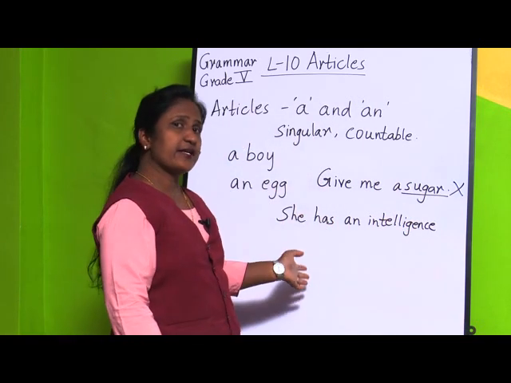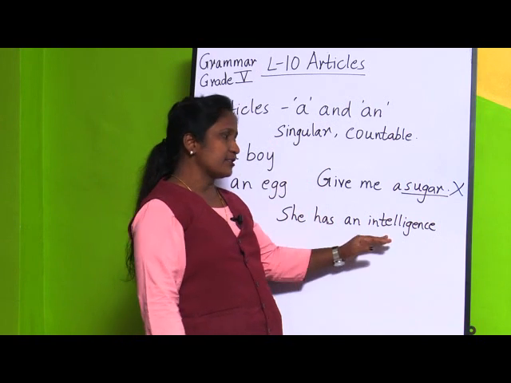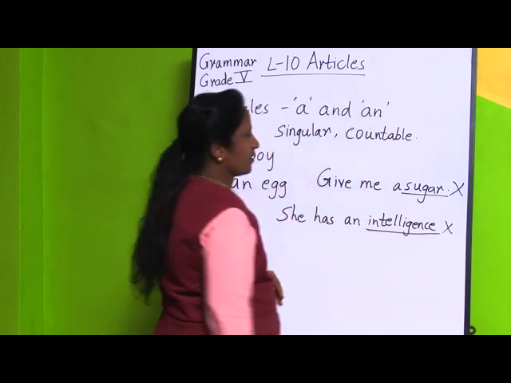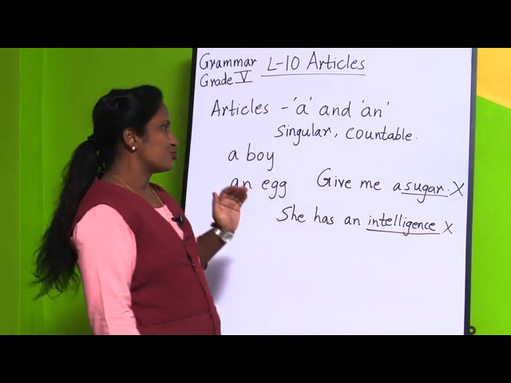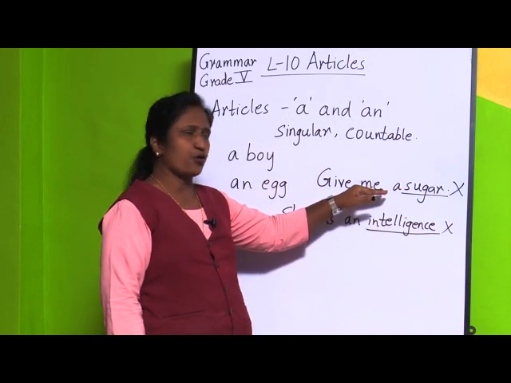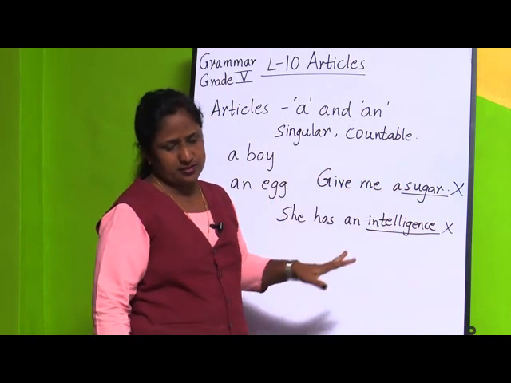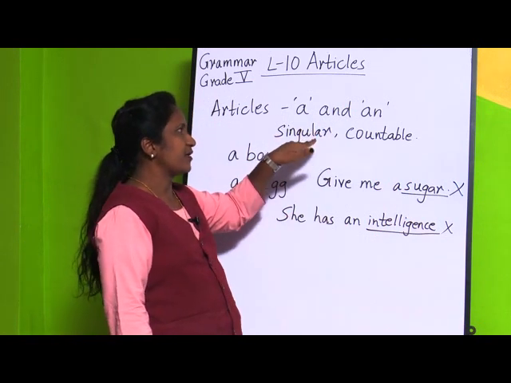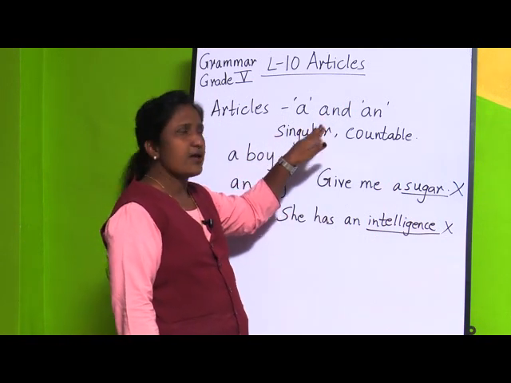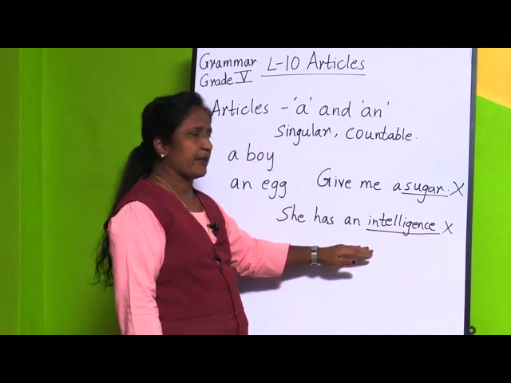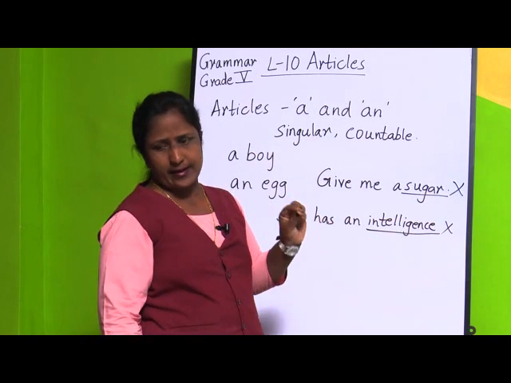We can say she is an intelligent girl, but intelligence here we can't count. This is an uncountable noun. So we are not supposed to use articles a or an for uncountable nouns. This is the first thing: articles a and an we use for singular and countable nouns, but not for uncountable nouns.